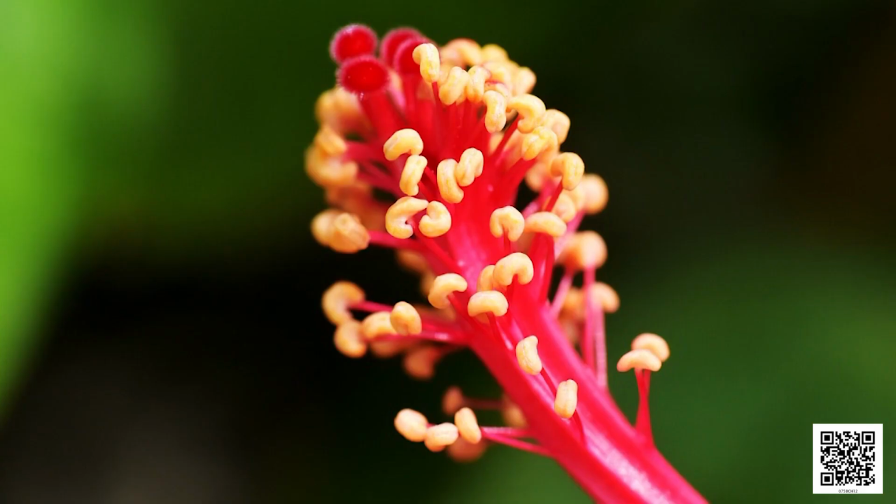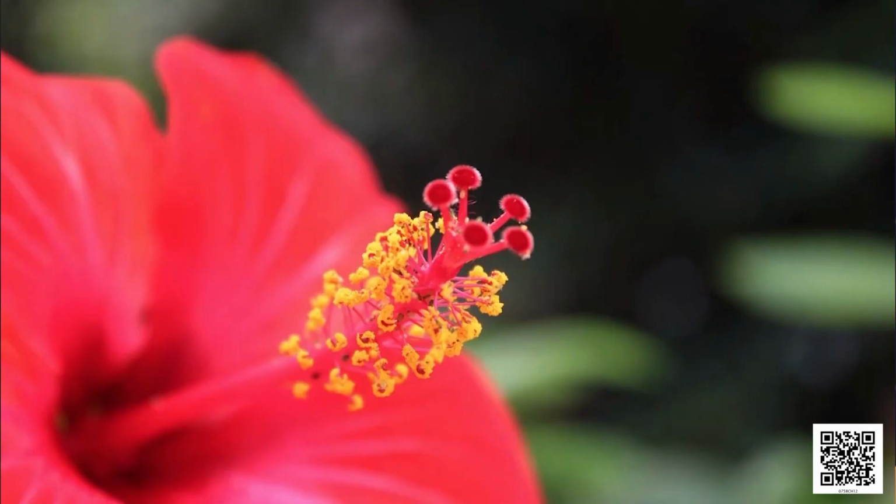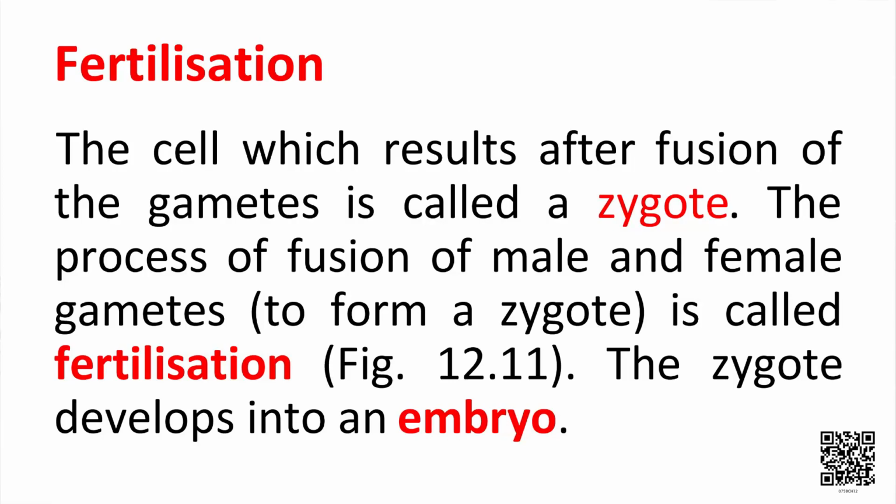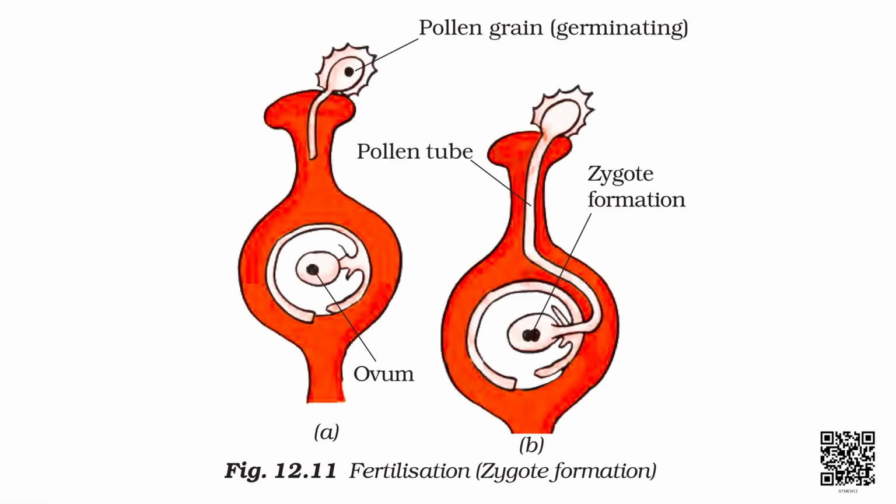If the pollen lands on the stigma of the same flower or another flower of the same plant, it is called self-pollination. Now, when the pollen of a flower lands on the stigma of a flower of a different plant of the same kind, it is called cross-pollination. So, now let us study about fertilization. The cell which results after fusion of the gametes is called a zygote. The process of fusion of male and female gametes to form a zygote is called fertilization. Then the zygote develops into an embryo.